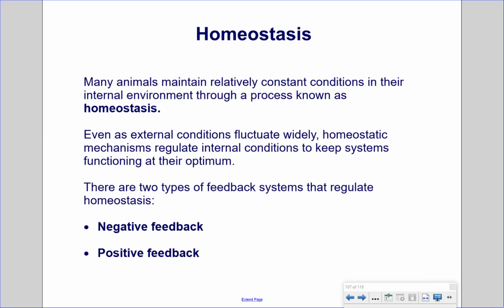Homeostasis. Many animals maintain relatively constant conditions in their internal environment through a process known as homeostasis. Even as external conditions fluctuate widely, homeostatic mechanisms regulate internal conditions to keep systems functioning at their optimum. There are two types of feedback systems that regulate homeostasis. They are negative feedback and positive feedback.